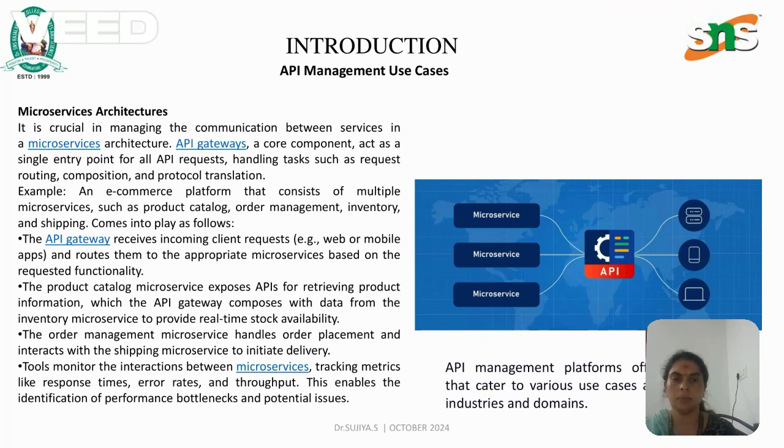Example: an e-commerce platform that consists of multiple microservices such as product catalog, order management, inventory, and shipping comes into play, and an API gateway receives the incoming client requests, that is, from a web or mobile app, and routes them to the appropriate microservices based on the requested functionality. The product catalog microservice exposes APIs for retrieving product information, which the API gateway composes with the data from the inventory microservice to provide real-time stock availability. The order management microservice handles order placements and interacts with the shipping microservice to initiate delivery.